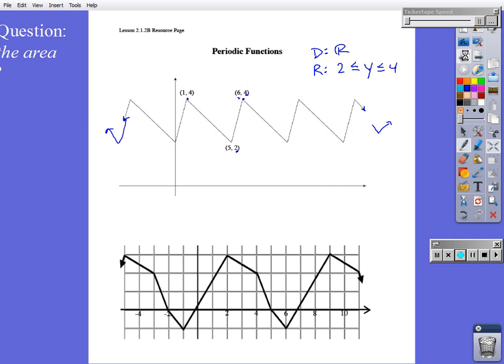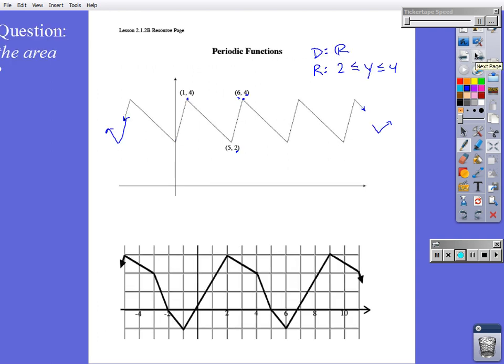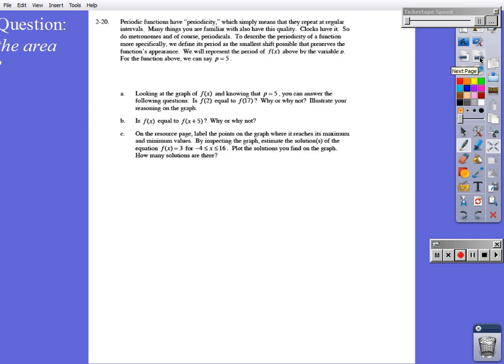What else we have here? What is the y-intercept? Label on the resource page. So the y-intercept is here. Now that point's not labeled, but we know it's going to be a 0 for the x, because every y-intercept has a 0 for the x. And we know for the y value here, that's a lowest point, it's a minimum, therefore all those y values are at 2. So you just have to use some reasoning skills there to determine that.